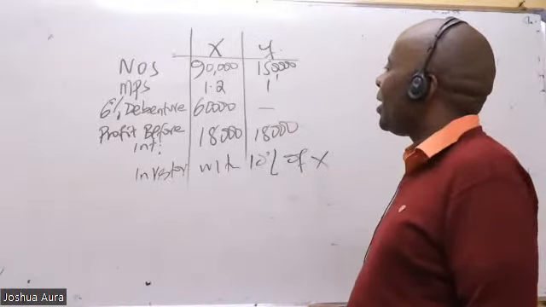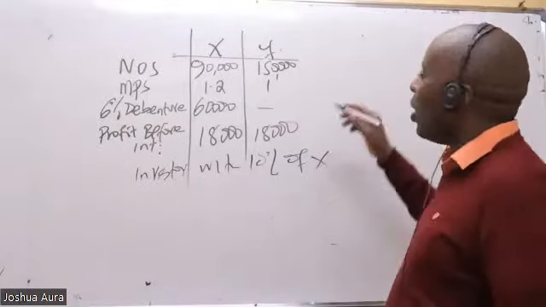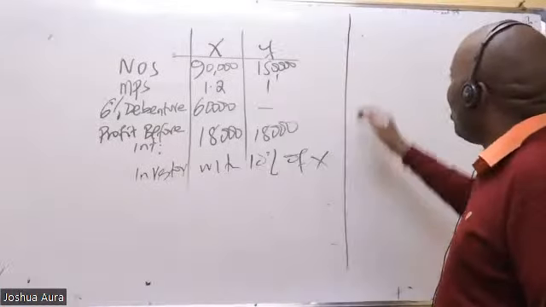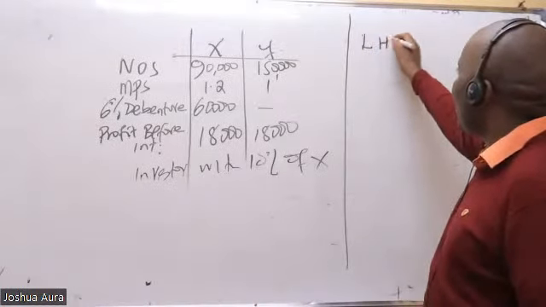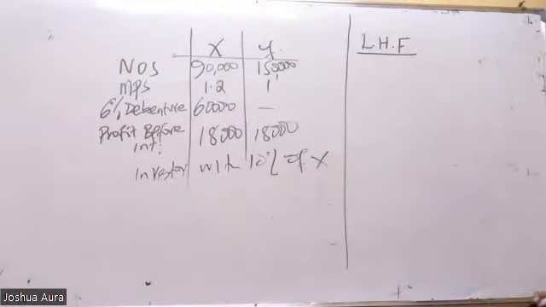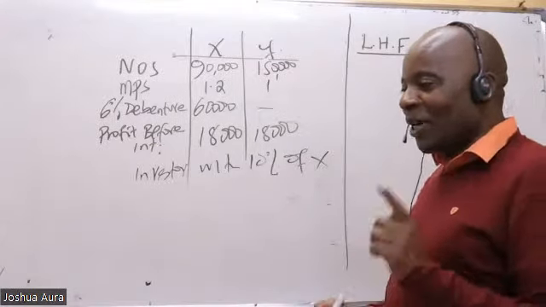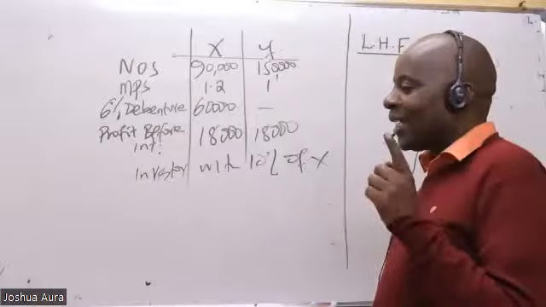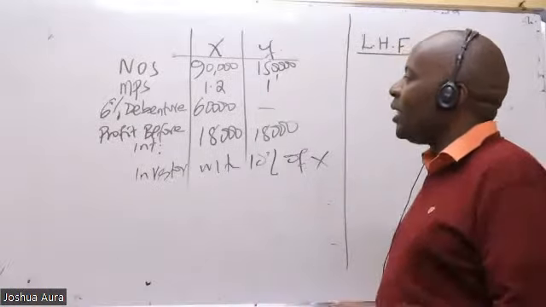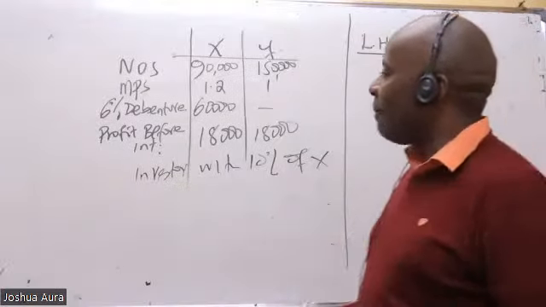This is a very easy question. Low-hanging fruits. Where are our low-hanging fruits here? The low-hanging fruits, we harvest them. In this case here, we should start by getting the EPS of each company. Earnings per share of each company.